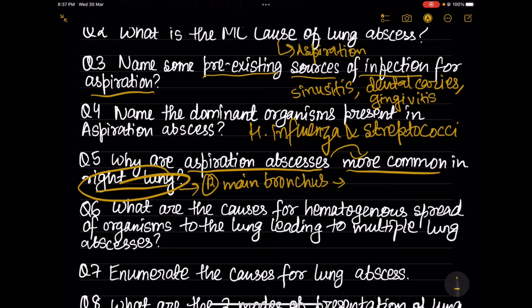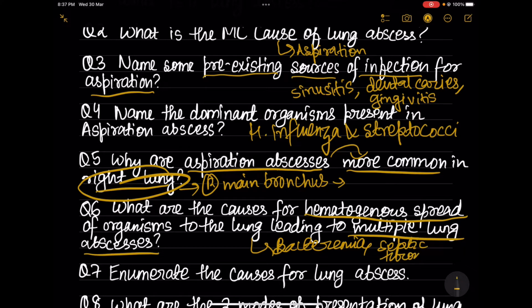Next is, what are the causes for hematogenous spread of organisms to lung leading to multiple lung abscesses? The causes for hematogenous spread include bacteremia, then we have septic thrombophlebitis, and we also have endocarditis. So these are the three main sources from where the hematogenous spread of organisms occurs, leading to multiple lung abscesses.